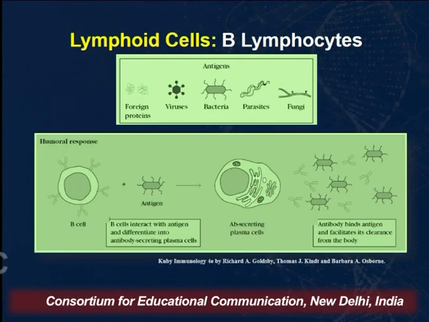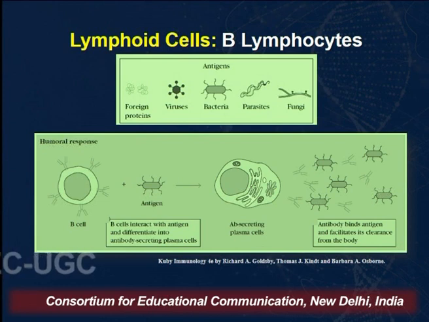Now let's see how exactly the B lymphocytes function. This is an image showing the antigen. They can be foreign particles, viruses, bacteria like this one, or fungi. As soon as these foreign particles enter the body, these B cells get activated, and they produce plasma cells, which are antibody-secreting plasma cells.